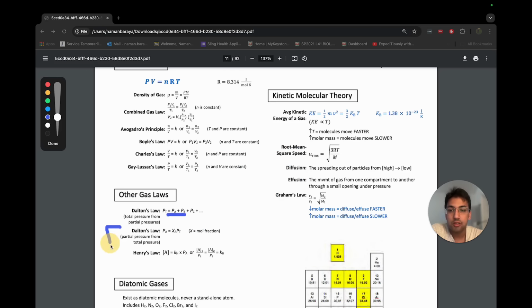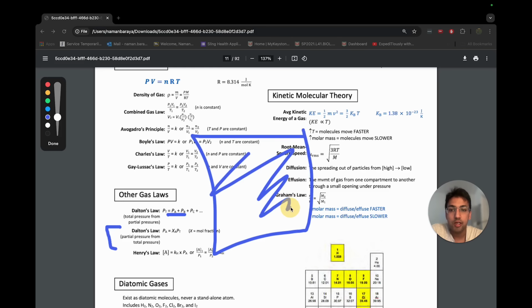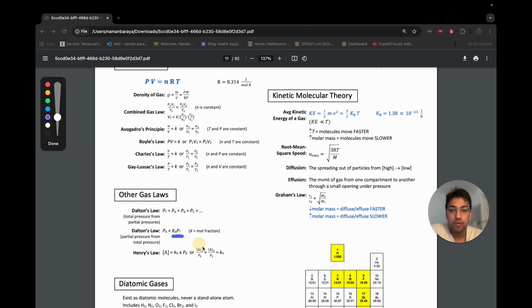There's also Dalton's law, which is that I give you the total pressure, and then I tell you, oh, the mole fraction of gas A is like 1 out of 5, then you can figure out that gas A is just 1/5 of the total pressure of the gases. Henry's law is this thing.